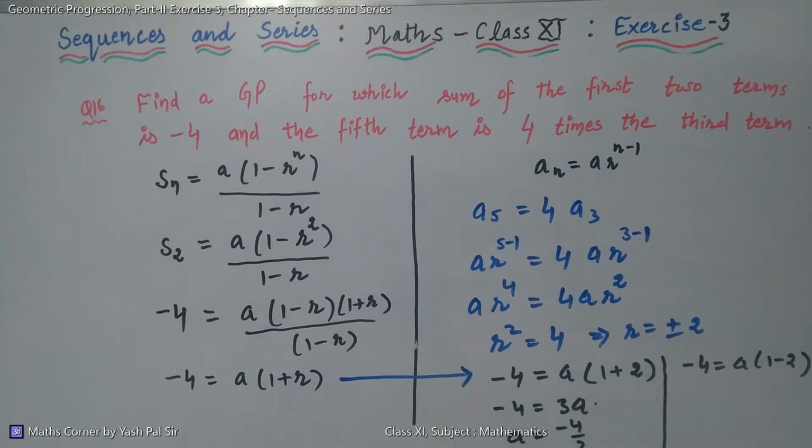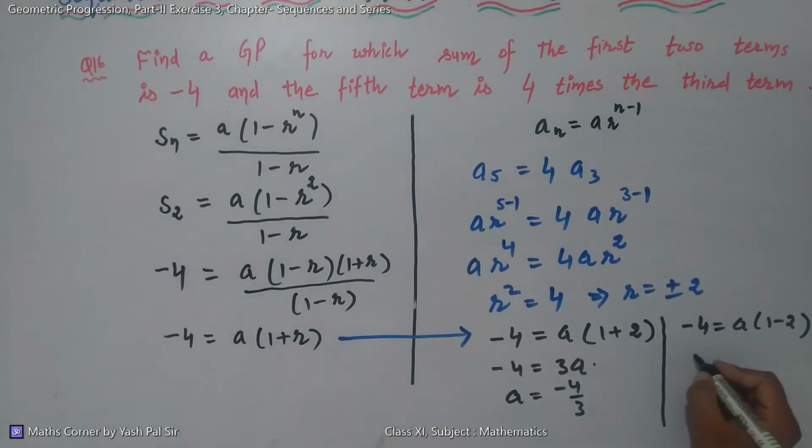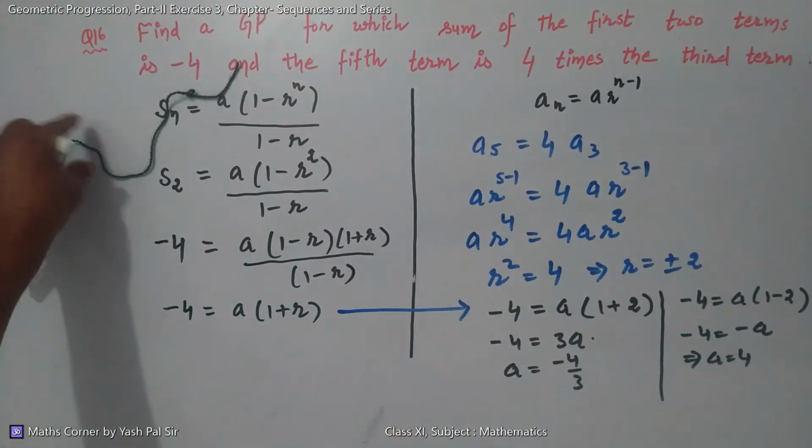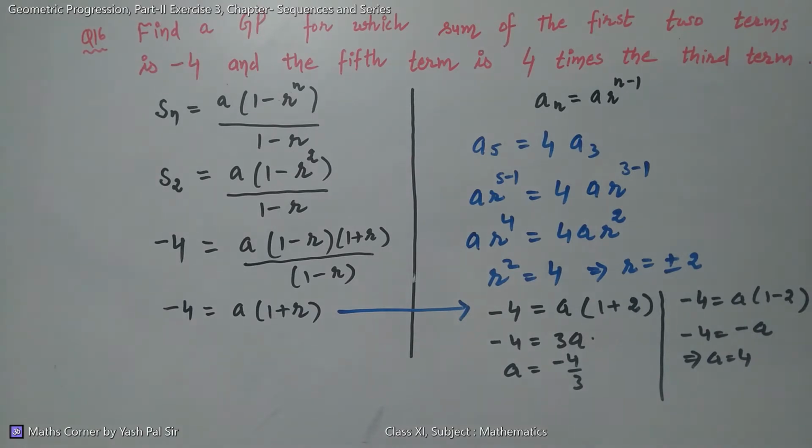In the second part, we have -4 is equal to minus a. So the value of a is 4. Right? Now what is our question? The question is to find a GP. So how to find the GP? The GP is a, ar, ar square and so on.